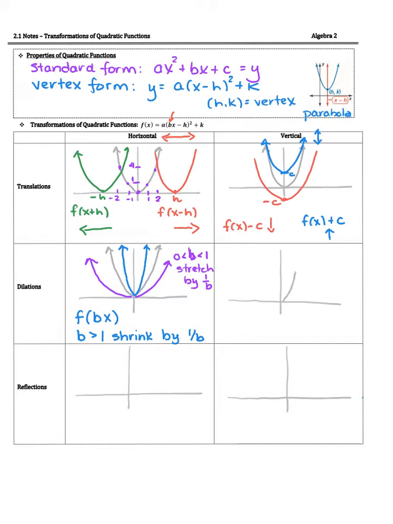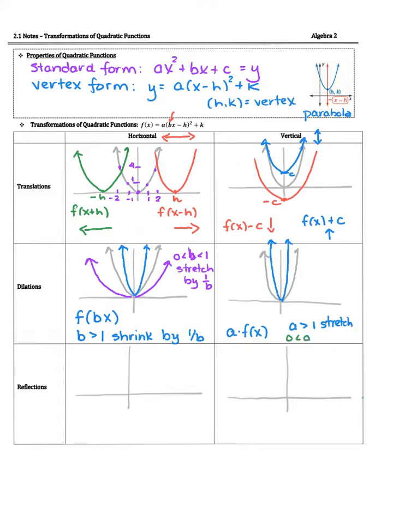So again, in the vertical, here's my parent function. And vertical works exactly as you would think it works. So it's going to be on the outside. We're going to see a times f of x. And if a is greater than 1, that is a vertical stretch. It's like when you pull your arms up and you are stretching. So that would be a stretch by a factor of a, exactly as you see it.